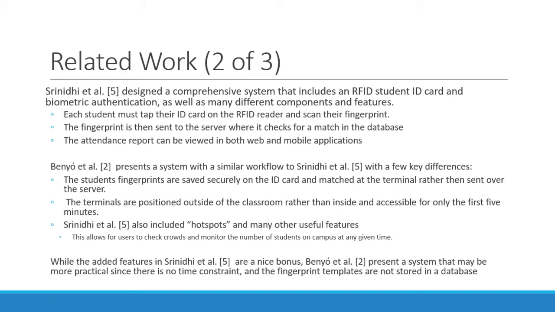So while features like that are a great bonus, I feel like reference 2 presents a really good system that's a lot more practical, since there's no time constraint, and fingerprint templates are not stored on the database. The time constraint of 5 minutes is very short, because a lot of professors are late, students are late sometimes. Does that mean you shouldn't track their attendance after 5 minutes? I mean, that's up to the professor, but that's a very short constraint.